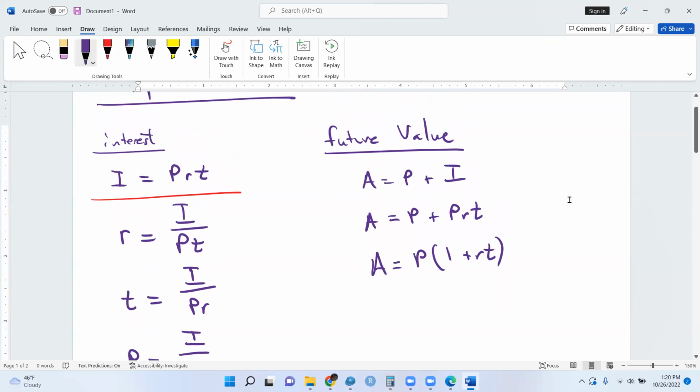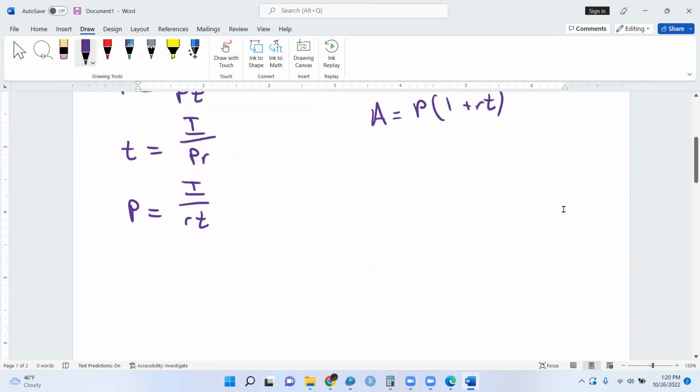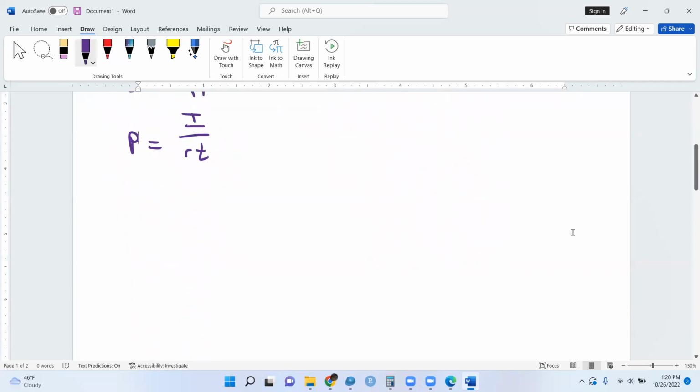So now we're going to look at compound interest. We're going to add a bunch of new formulas, although there's not that many new ones. So I'm just going to list that here, and we're going to figure these out.